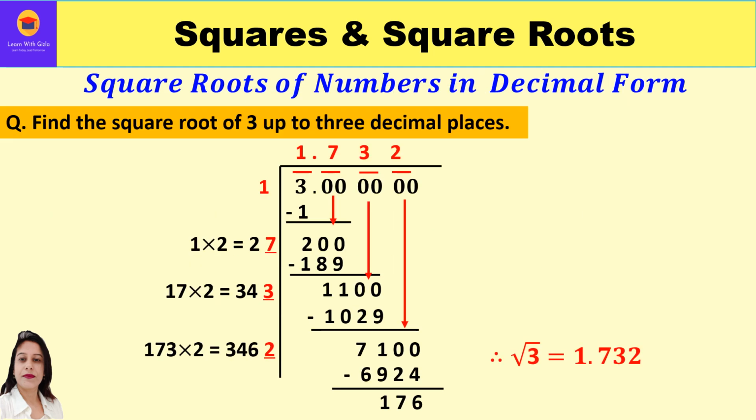Now let us take some questions related to square roots of numbers in decimal form. Now these numbers are not perfect square numbers. So when we find the square root of these numbers by the long division method, we are going to get a remainder. And we are going to continue with the process of long division depending on how many decimal places we require, depending on what is given in the question.